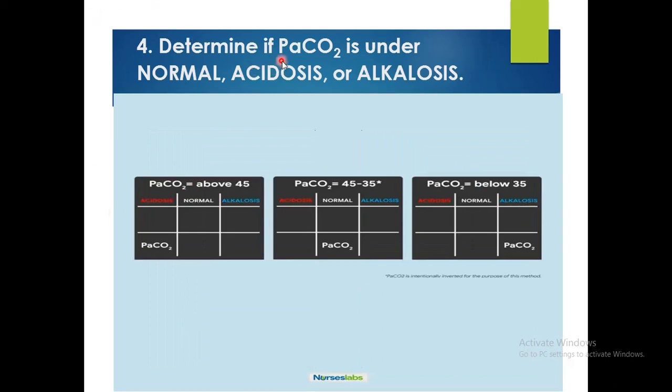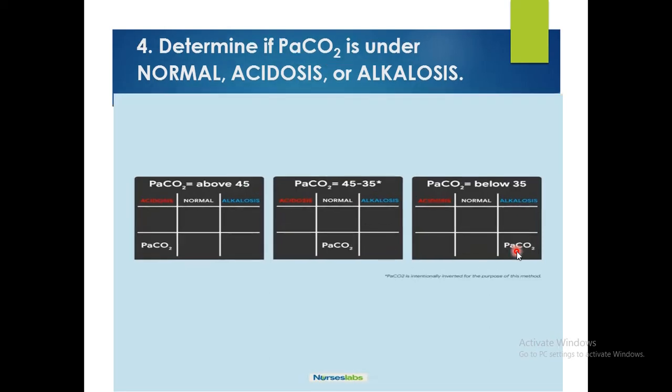And then determine the respiratory component, that is carbon dioxide concentration, whether it is in normal, acidosis or alkalosis section. If the carbon dioxide concentration is raised, put it in the acidosis section. If it is normal range, put it in the central line. And if the carbon dioxide is below 35, put it in the alkalosis section, which is arterial pressure of carbon dioxide in case of below than 35.